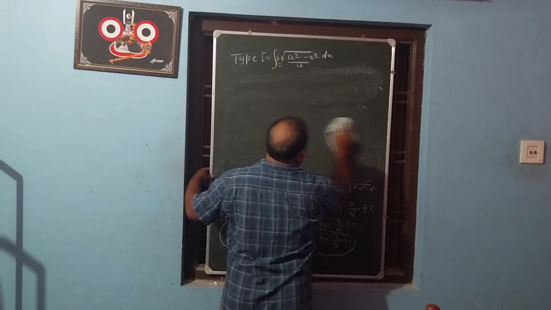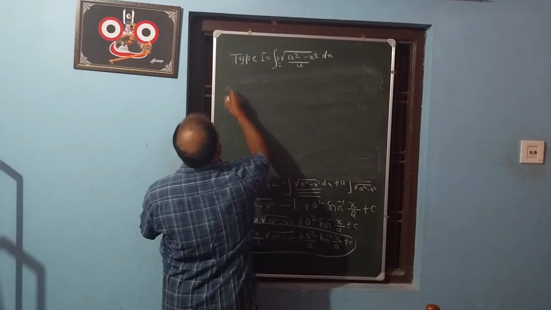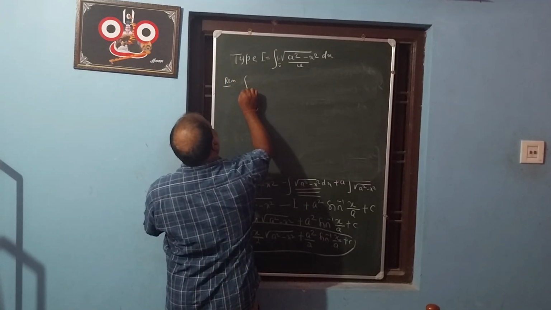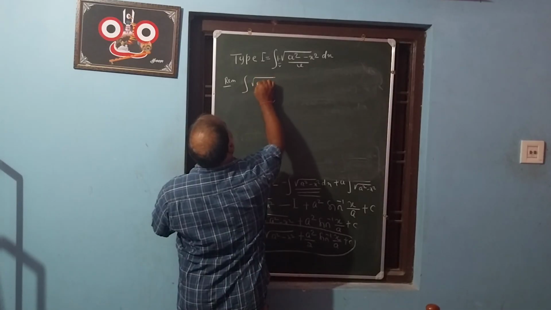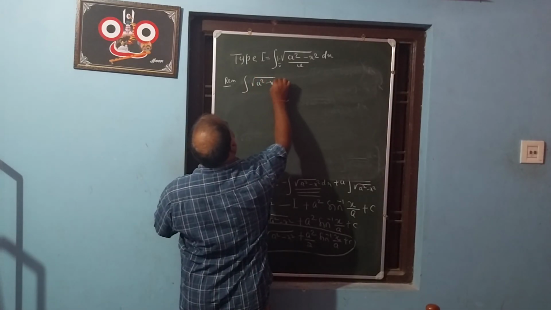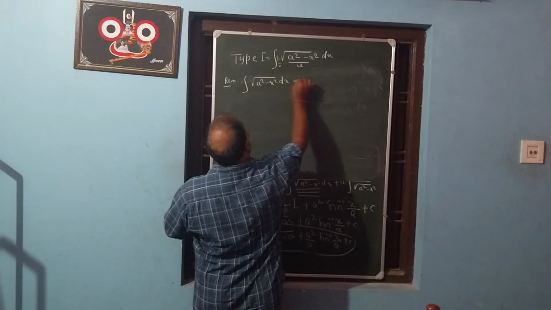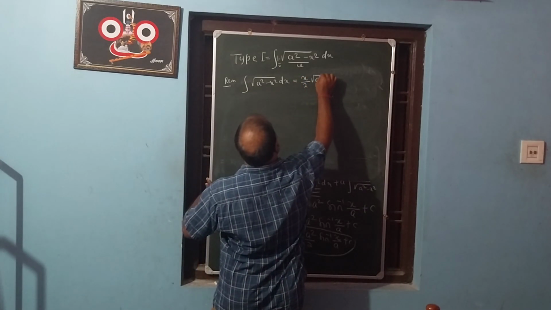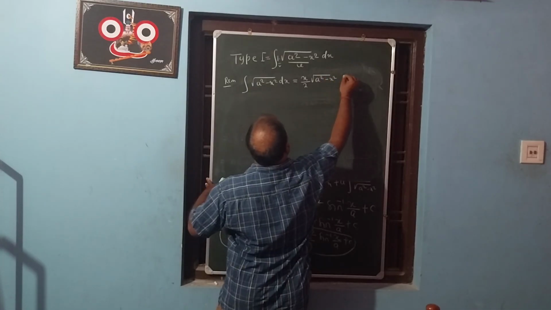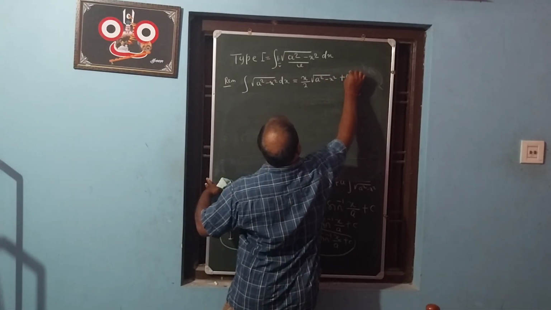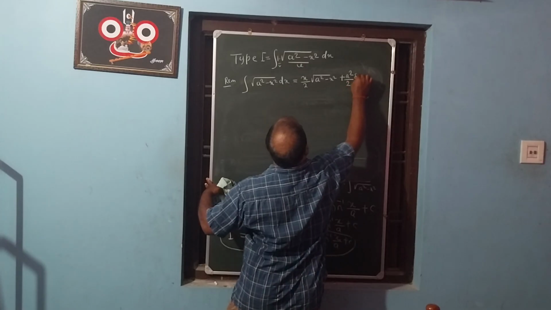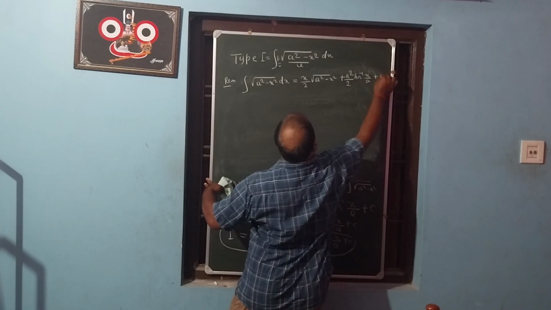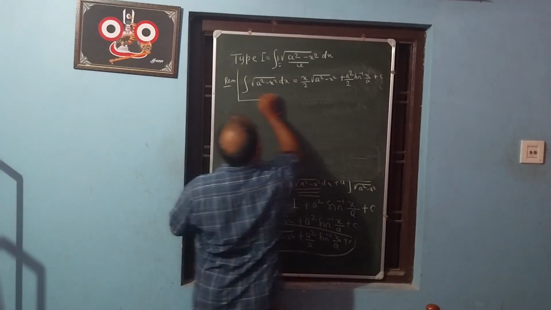So you remember, this is the formula. Remember, write down, remember. Integration of root over a square minus x square dx is equal to x by 2 into root over a square minus x square plus a square by 2 into sine inverse x by a plus c. This is a very important formula.